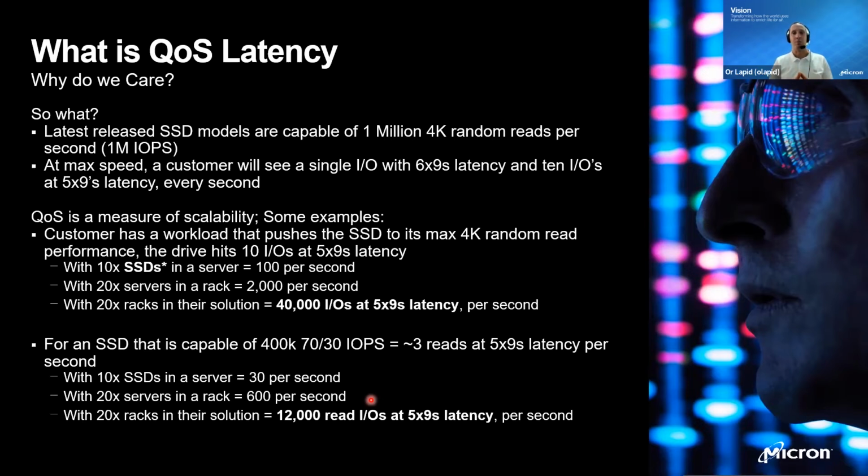Okay, so 10 IOs is not a lot, but customers usually do not use 1 SSD per system. They use 10 SSDs per server, for example. So with 10 SSDs per server, they now have 100 IOs per second. And with 20 servers per rack, they now have 2000 IOs per second with 5 nines latency. And for hyperscalers with 20 racks per solution, they will hit 40,000 IOs at 5 nines latencies per second.